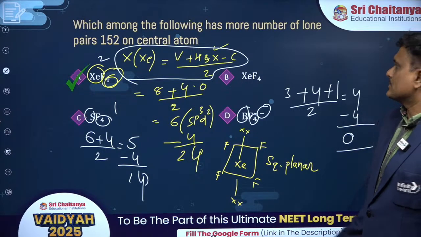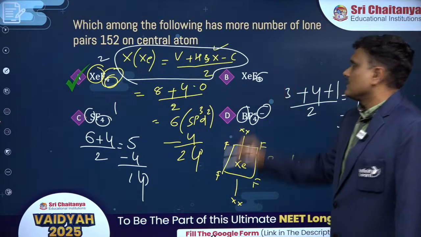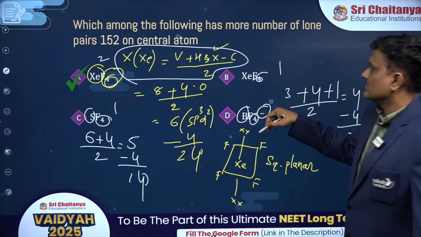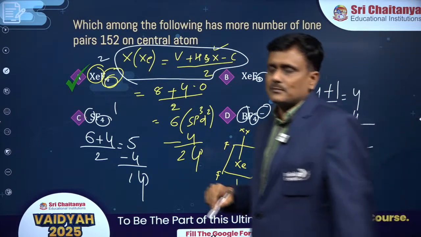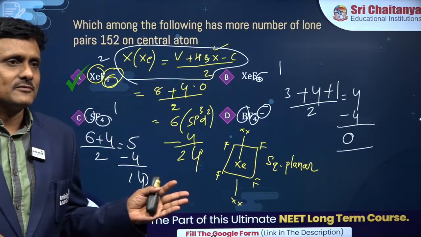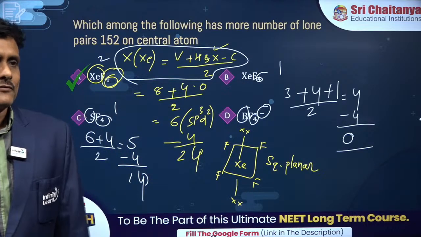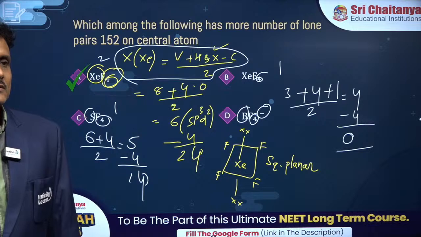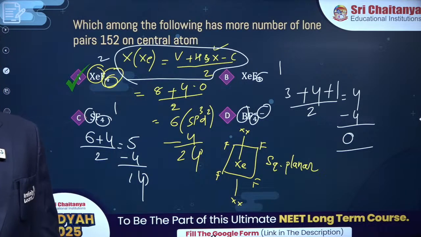Alright, so you can see maybe it is XeF6 then. That is why lone pairs are 1. So you can see the maximum number of lone pairs in the given case are present with xenon in XeF4. A great answer. BF4 is 0, SF4 is 1. Brilliant. What an answer.